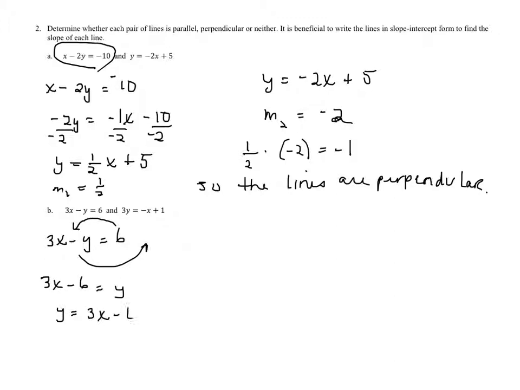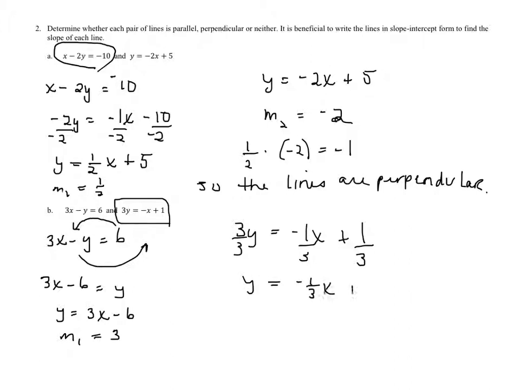Writing it like this is much better. So the slope of line 1 is just regular 3. Now let's take a look at this one right here. So I have 3y is equal to negative 1x. I'm just going to put a negative 1 in front of the x, and then divide both sides by 3. So negative 1/3 x plus 1/3. Yay, my slope of line 2 is negative 1/3. And again, they're perpendicular, because if I multiply 3 times negative 1/3, I will get negative 1.